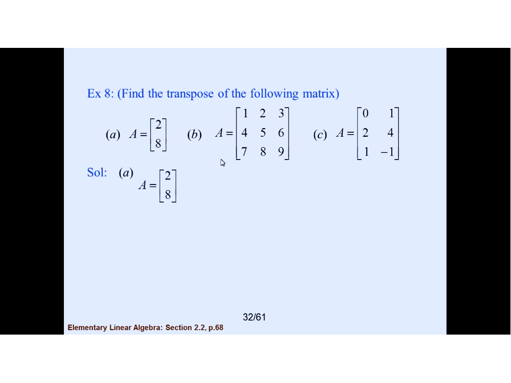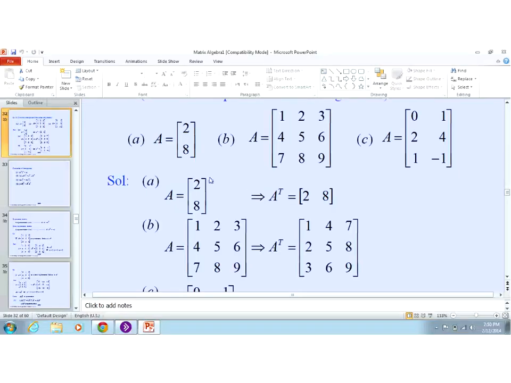So what is the transpose of this? We are given A is equal to 2 8. So the transpose of A is 2 and 8, which becomes vertical. Similarly, we can find the transpose of B, C and D. So this is the procedure from which we can understand.